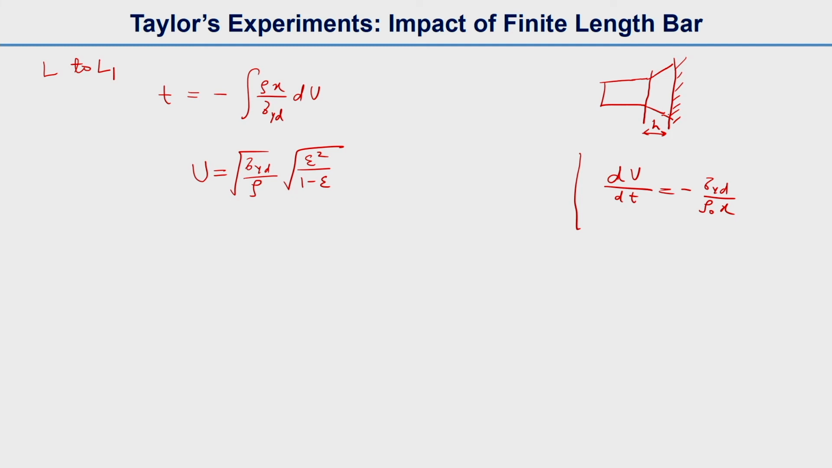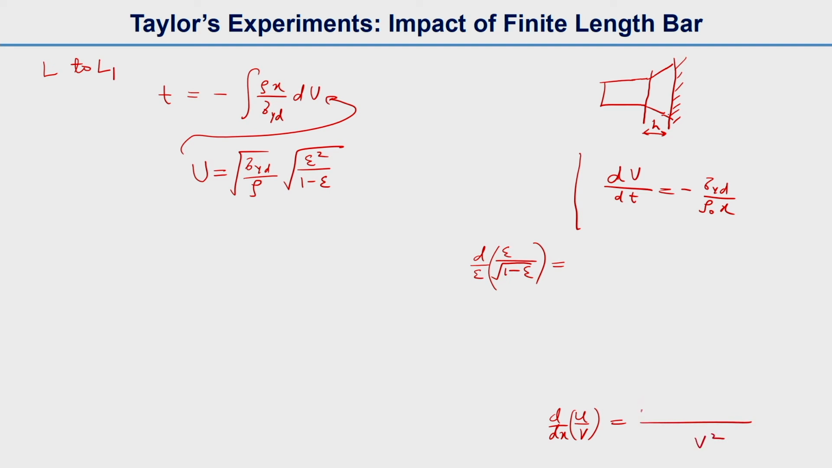So, what we can find is if you replace this one u in this du, so what will happen is d epsilon 1 minus epsilon. So, this will take a shape like d u v dx, which will be like v square v du dx minus u dv dx.